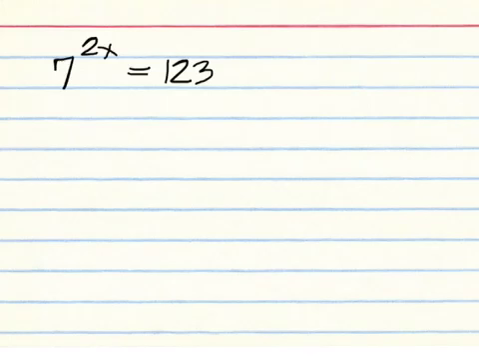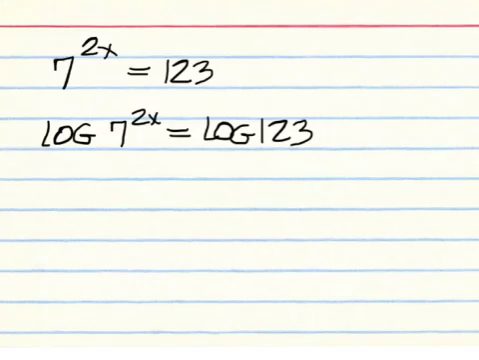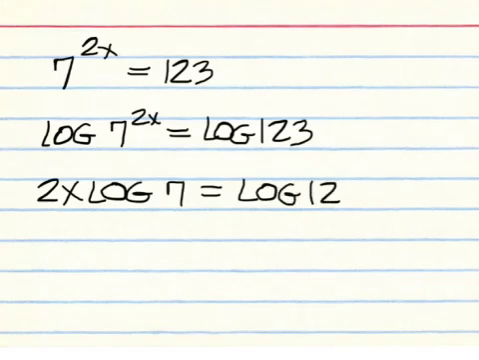Now you can use log natural or log. It makes no difference. I'm going to use log. So it's going to be log of 7 to the 2x power equals log 123. What you do to one side, you do to the other. And now you can move the 2x from an exponent position down to a coefficient position. 2x log 7 equals log 123.